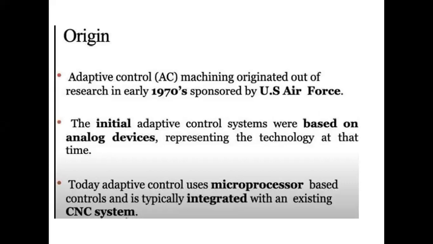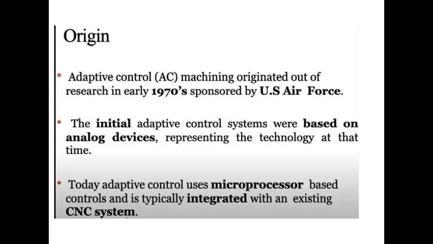You see, adaptive control machining originated in the early 1970s, sponsored by the US Air Force. Initial adaptive controls were based on analog devices representing that technology at that level. So you see, at that time they had hardwired devices, right? Presently we have software, isn't it? You feed the programs, you can change the strategy, right? The strategy with which the adaptive control system works, that it changes the process parameters, is dependent on the software technology now, the programs.